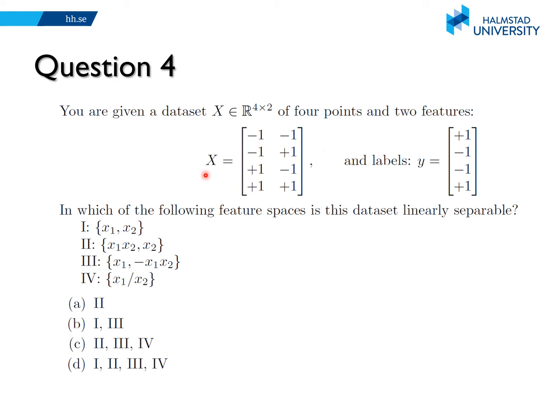Now you are given a simple data set which has 4 data points, so 4 rows, and 2 columns, meaning 2 features. And you are also given the corresponding outputs, the labels. So for this first data point, this is the corresponding label, positive label. For the second data point, this is the corresponding label, and so on. So this first feature is called x1, right? And the second feature is called x2.